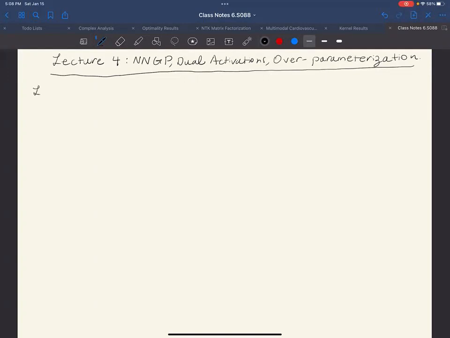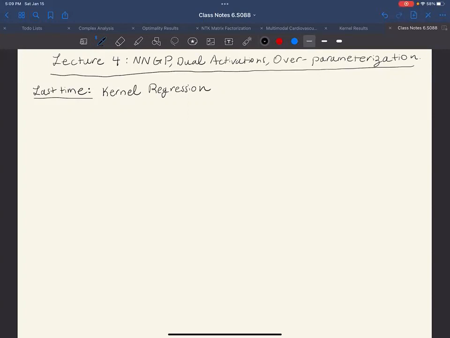So let's just recall from last time. We studied kernel regression, which was a simple way of extending the idea of linear regression to a nonlinear model by first transforming the data and computing a feature map that would nonlinearly transform the data, and then applying a line of best fit.